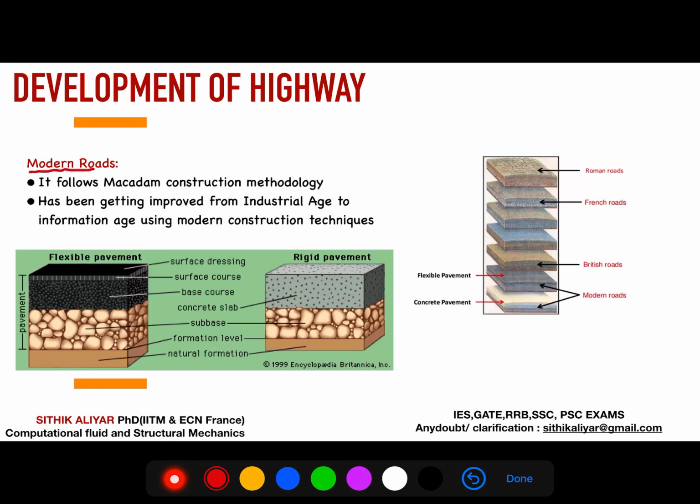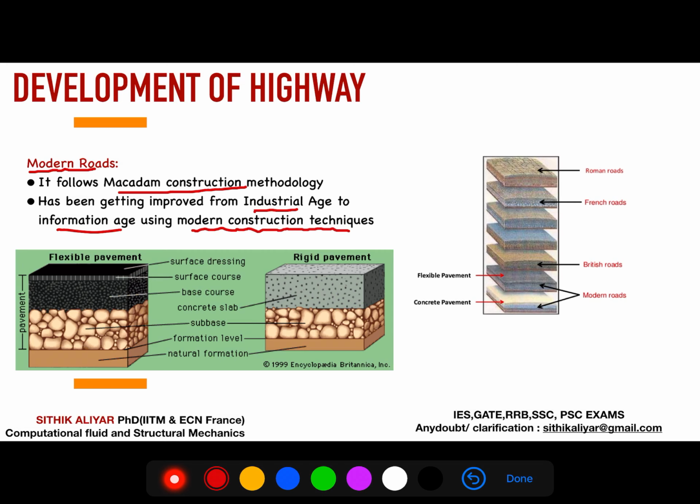As I told you, we follow a Macadam type of construction, and it has been improved a lot from the industrial age to the information age, because we have more modern construction equipment. In the initial days, if they took 1 month to put down 1 kilometer of road, nowadays they do it within 3 or 4 days. I am telling about the overall setting. Okay, so these are the modern roads we have now.